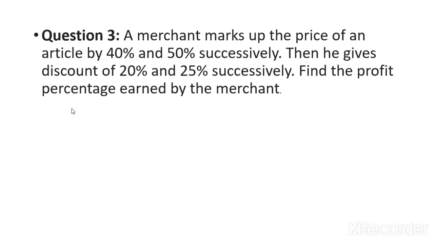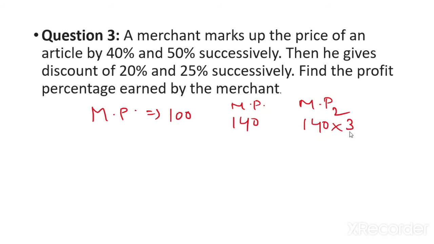मर्चेंट मार्क्स अप द प्राइस ऑफ एन आर्टिकल बाय 40 एंड 50%. मान लो पहले मार्क प्राइस था 100, तो फर्स्ट ऑफ ऑल MP1 क्या होगा? 140, बिकॉज ही इज मार्किंग अप द प्राइस बाय 40%. MP2 क्या होगा? 50% और इंक्रीज कर रहे हैं. व्हाट डज इट मीन? 140 इंटू 3/2 लिख सकते हैं हम इसको, ये होगा 210, MP. देन ही गिव डिस्काउंट ऑफ 20% एंड 25% सक्सेसफुली. पहले 20% देता है, फिर 25% देता है. फाइंड द प्रॉफिट परसेंटेज अर्न बाय द मर्चेंट.